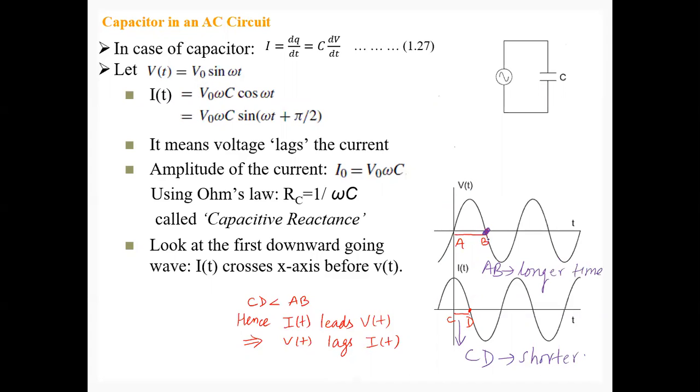So what does this mean? Voltage takes longer time to cross the x-axis than the current. Which one is slow? Voltage is slow or current is slow? See, voltage takes longer time to cross the x-axis than the current. This means voltage lags the current. That's the meaning.